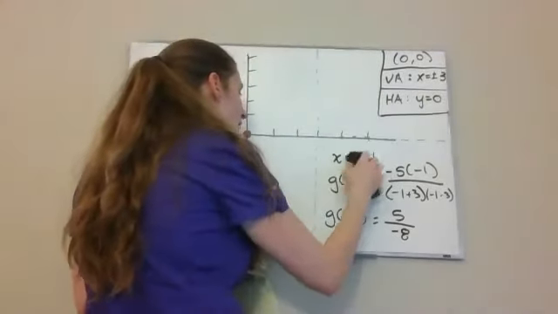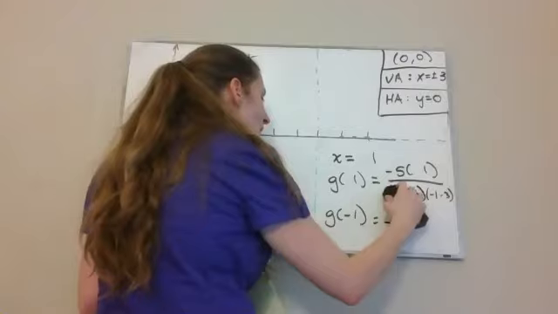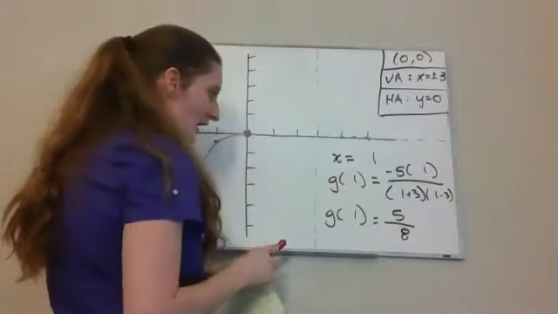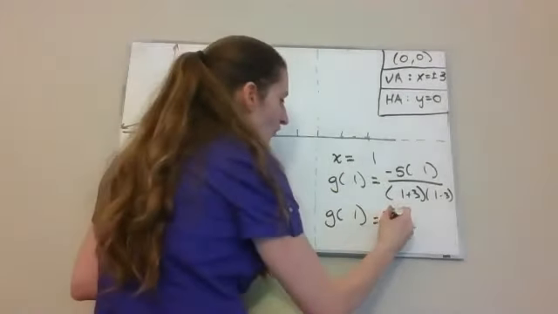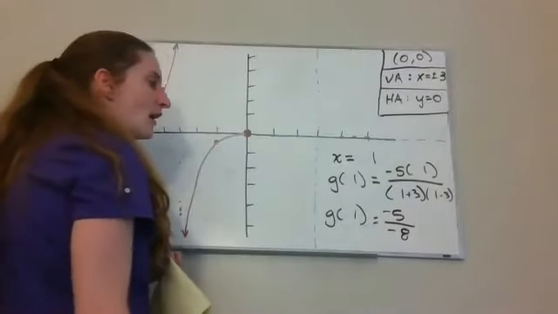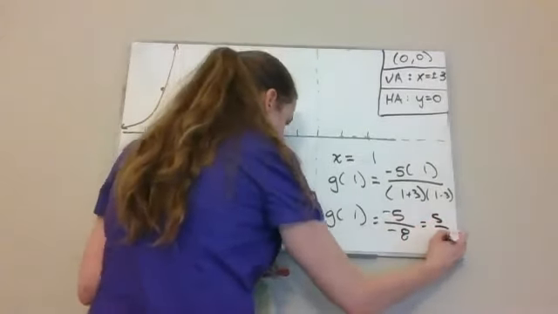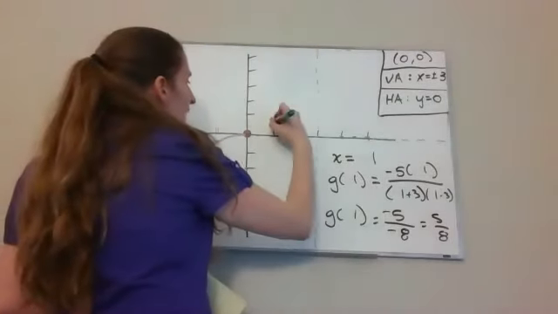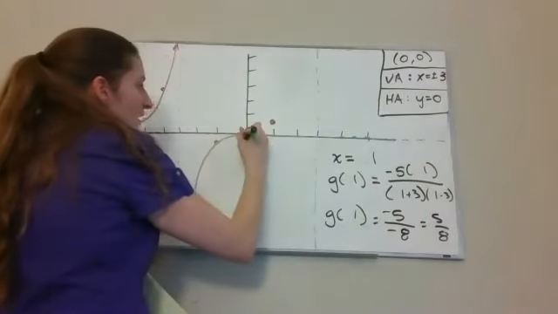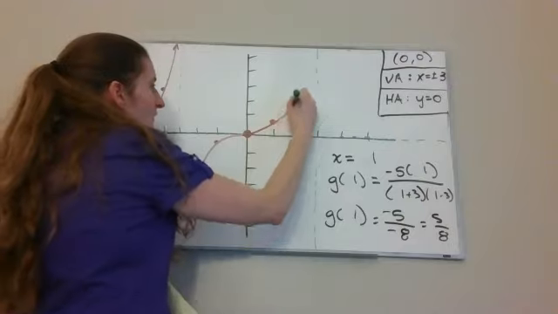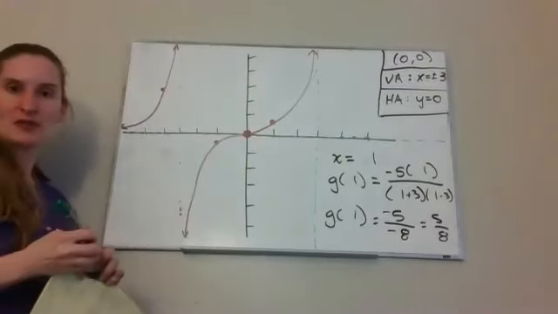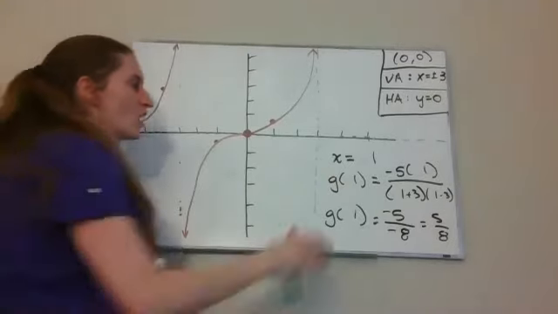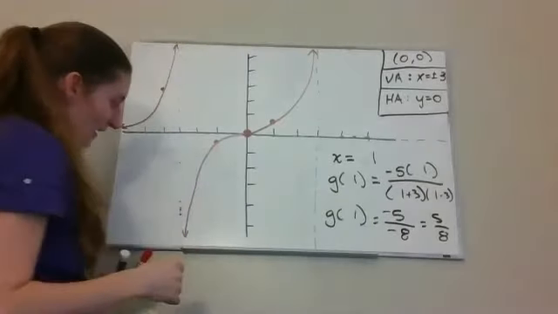If I use x equals +1, most of the work is the same. It's just I'm going to get a -5 over a -8, which is +5/8. So let me put a point at 1, +5/8, and connect matching my asymptotes. So it's going to go up to infinity for that asymptote. Now I just have one section left to check, something to the right of that last asymptote.